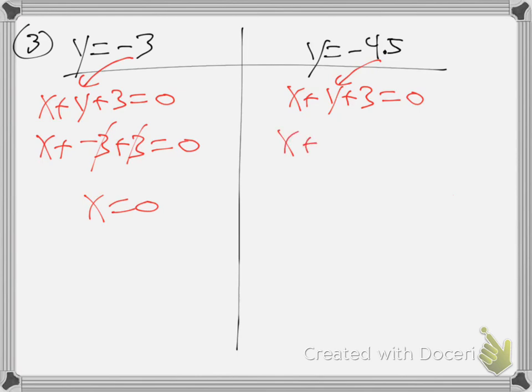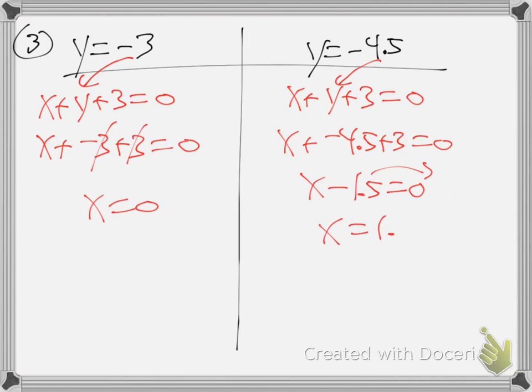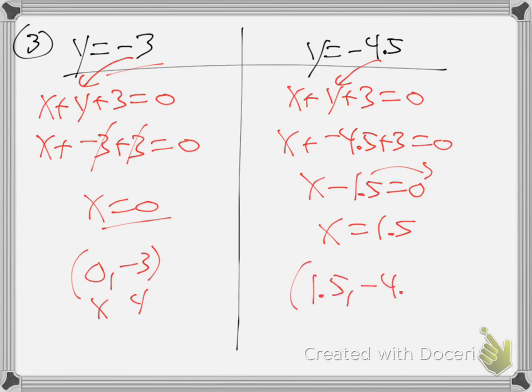And this one, x plus negative 4.5 plus 3 is 0. That means x minus 1.5 is 0. Move it over. x is 1.5. So we get the answer 0, minus 3, right? 0, minus 3 for x, y. And we get the answer 1.5, minus 4.5 for x, y. And we're done. There we go.